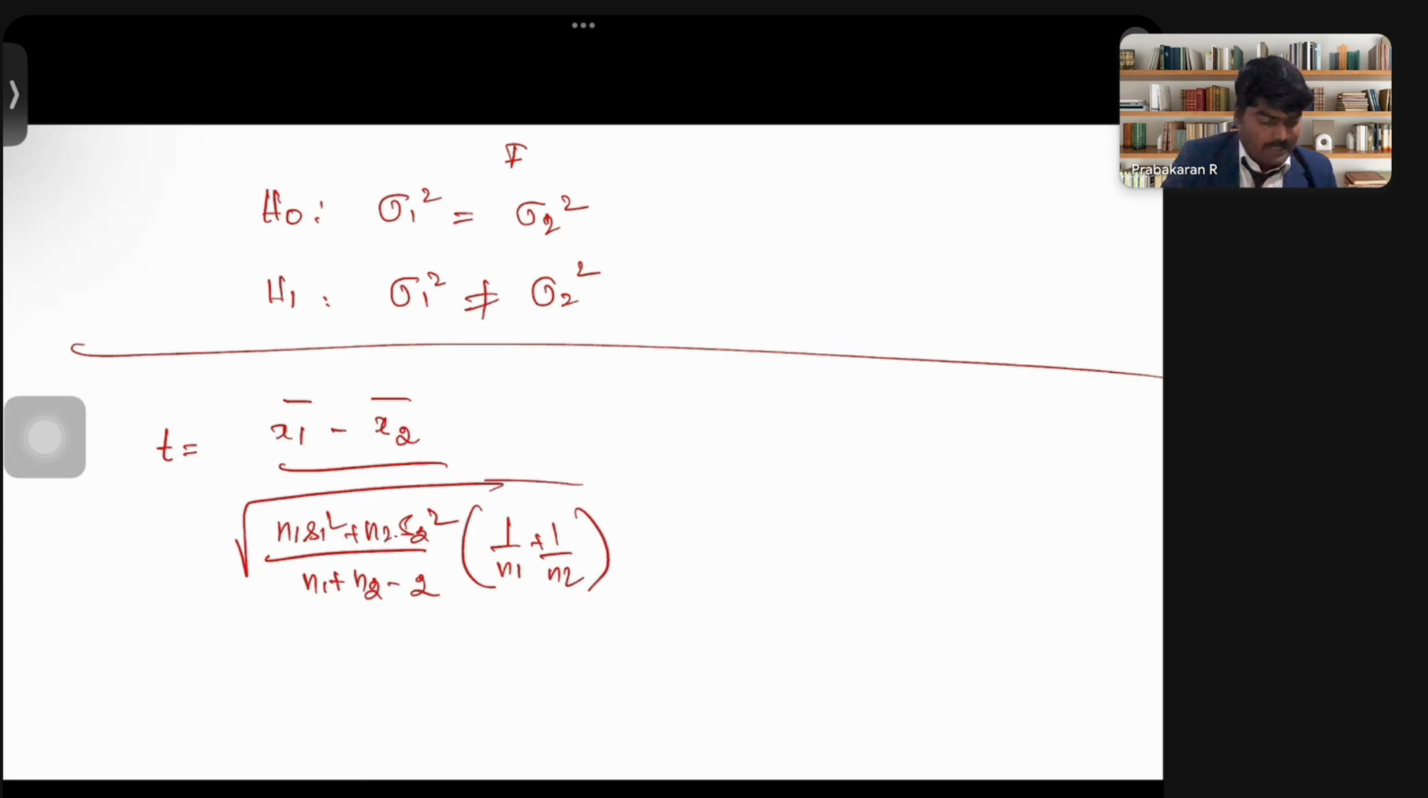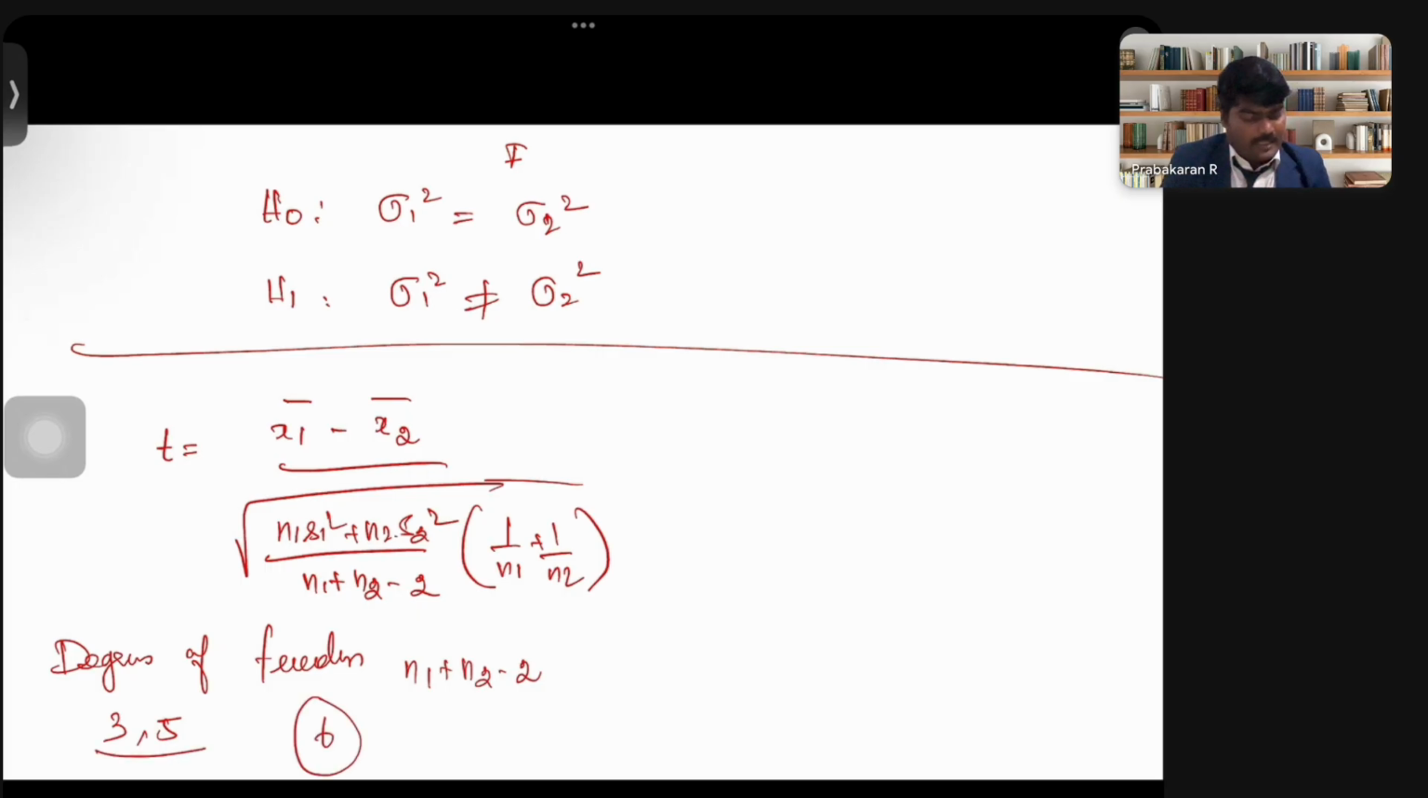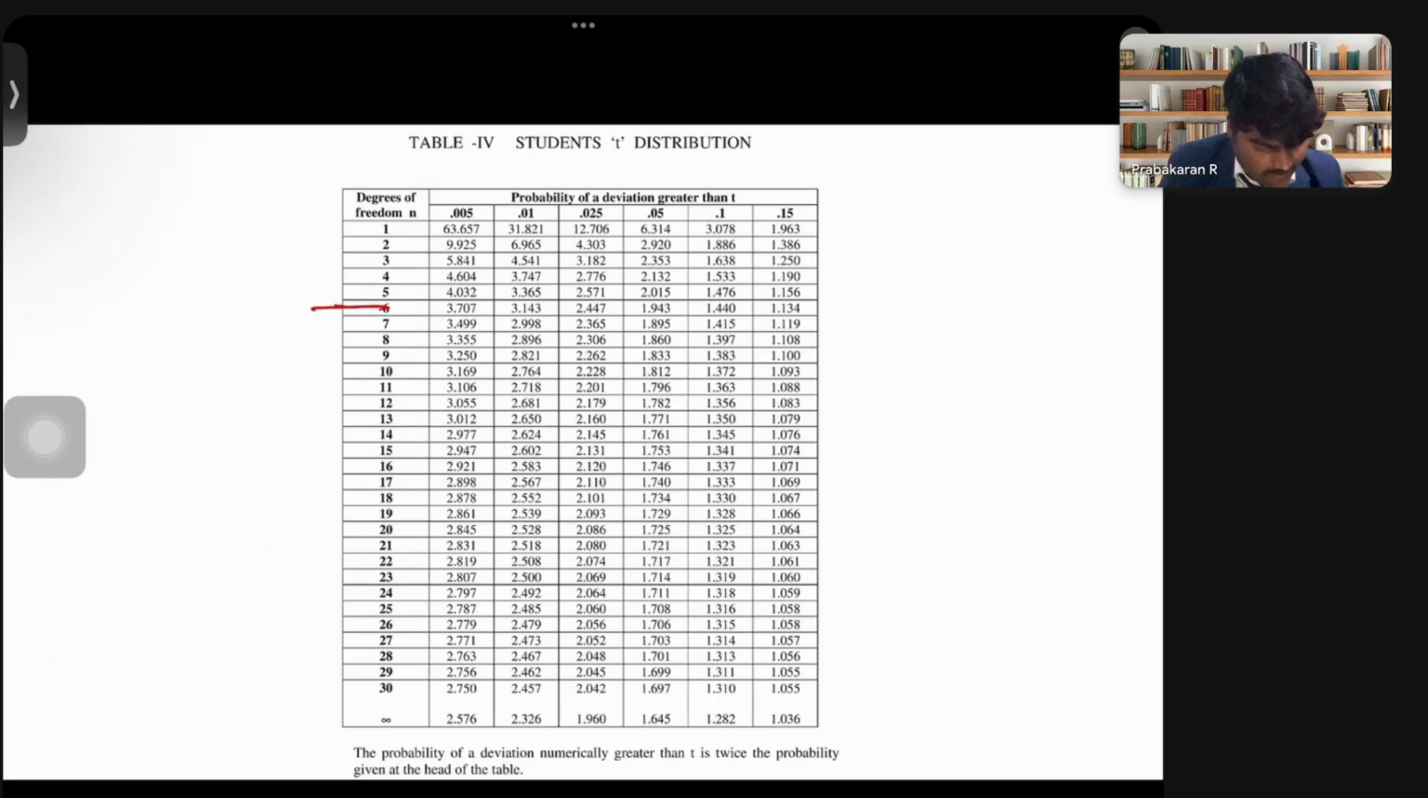Similarly, the degrees of freedom, when you go for the table value, is very helpful, you have to remember this. Degrees of freedom is N1 plus N2 minus 2. If the first sample size is 3 and the second sample is 5, then 5 plus 3 is 8, 8 minus 2 is 6. So we can check it in the table value, the degrees of freedom is 6. If it is 2-tail, even though it is 5%, we have to look at it in 0.025.